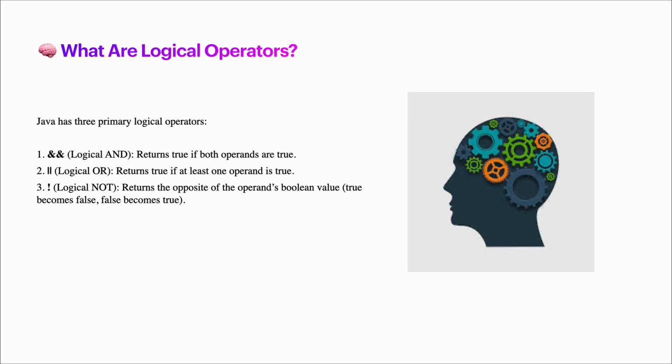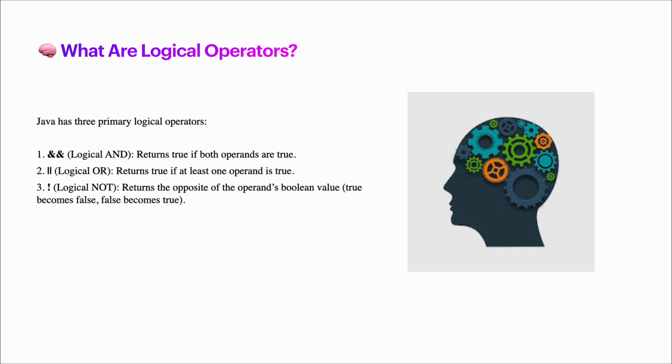Next up, we have the two pipe signs. So those two straight lines are called pipe. Now those are called the logical OR operator. Now they return true if at least one operand is true.